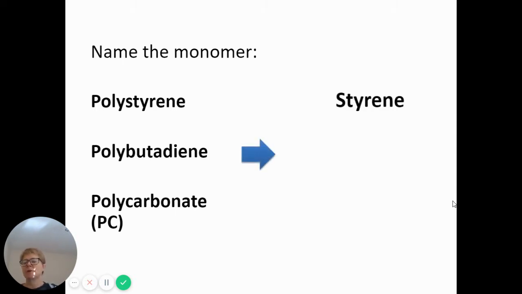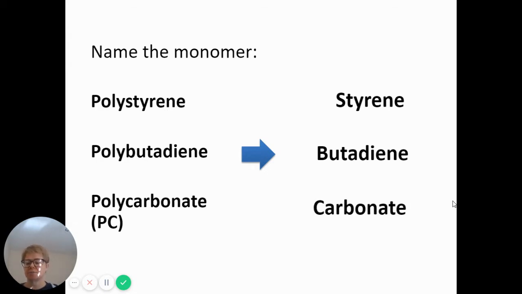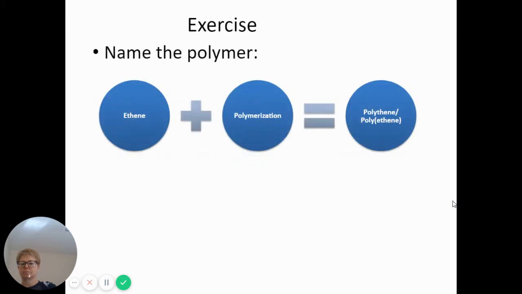So the monomer used to make polystyrene is called styrene. So polystyrene is basically lots of styrene molecules joined together, hundreds and hundreds or maybe thousands of them joined together to make these really long polymer molecules. Polybutadiene, made from the monomer butadiene, and polycarbonate, made from the monomer carbonate. So poly means many. And so if we know the name of the monomer, we can have a fairly good stab at the name of the polymer.